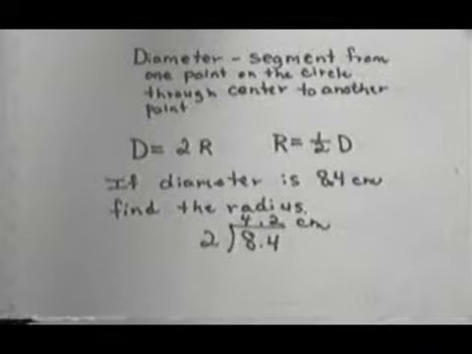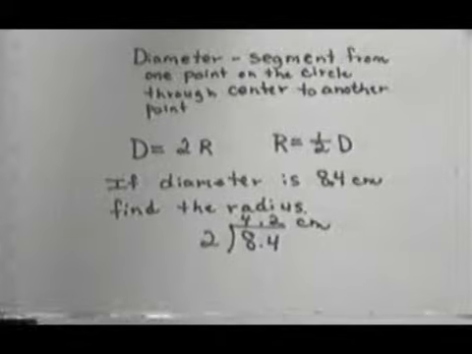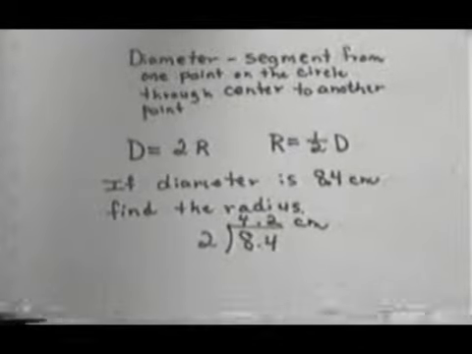So if the distance all the way across the circle through the center was 8 4/10 centimeters, then the distance halfway across would be 4 2/10 centimeters.